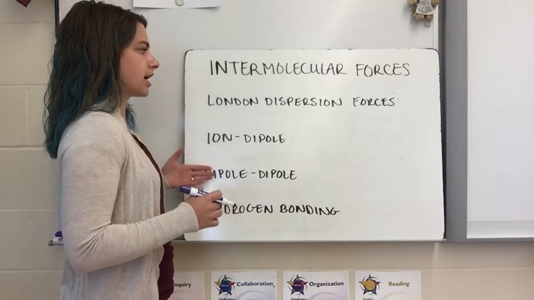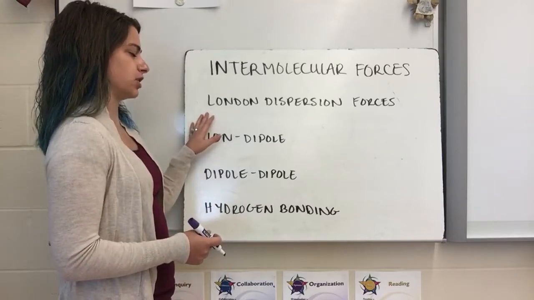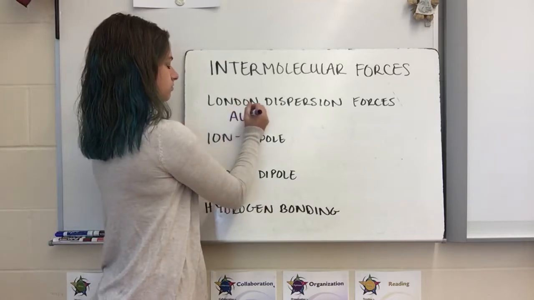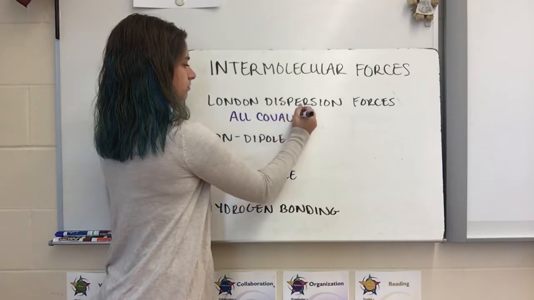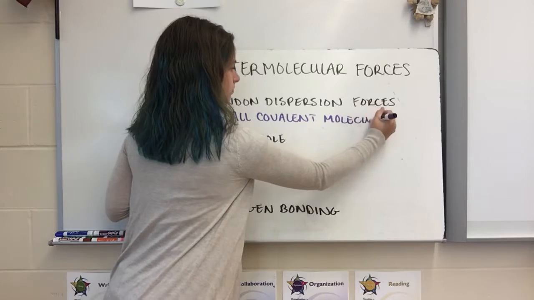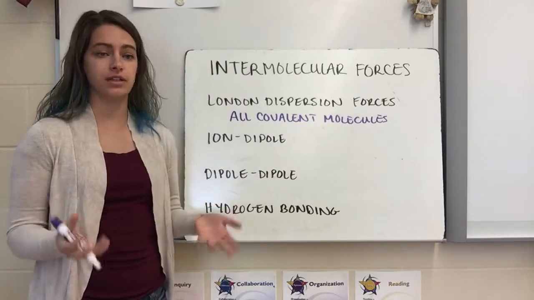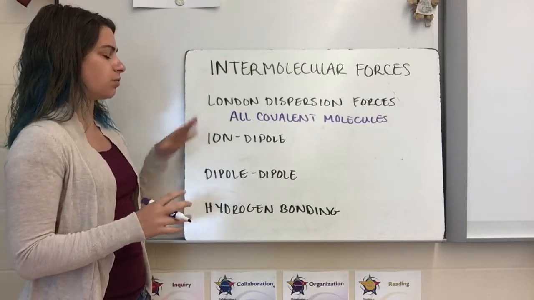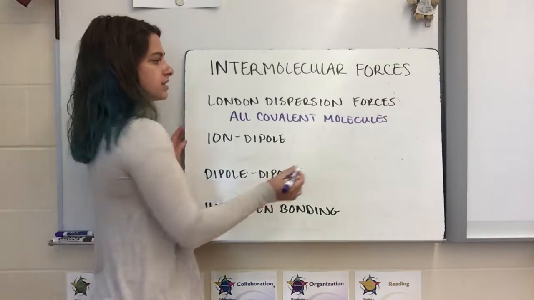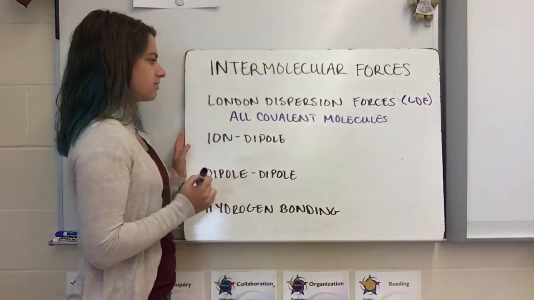So there are four major types of intermolecular forces that we're going to look at. The first one is called a London dispersion force, and these forces exist between all covalent molecules. So if a compound has covalent bonds in it, those molecules, once they're as a large group, are going to have London dispersion forces. You often see these, at least for this class, abbreviated as LDF.